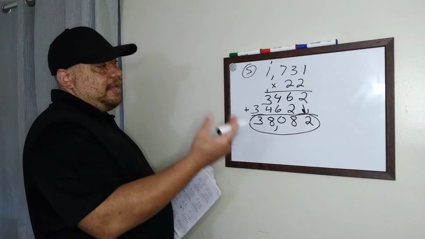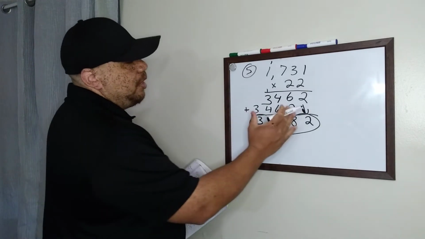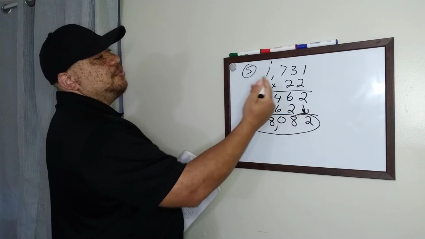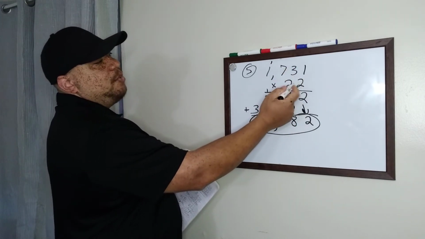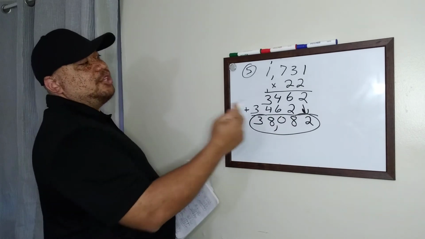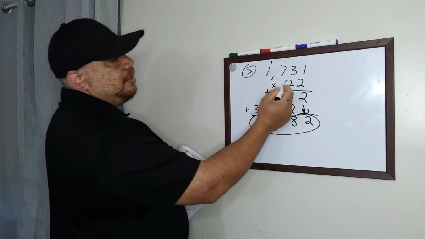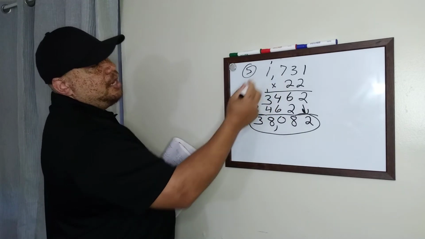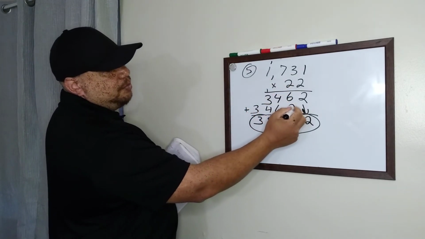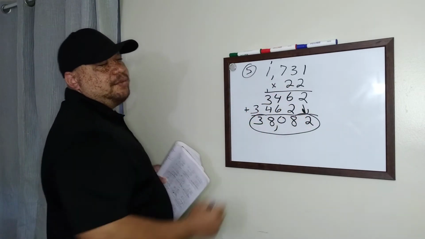Now, here's the thing you got to remember. When I shifted this over, we're doing 2 times this number, but it's in the 10 section, so that's 20. That's why we shifted this over. So if we did 20 times 1731, this would be a 0, and it would be 34,000.